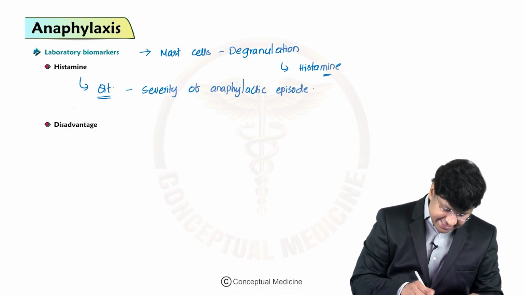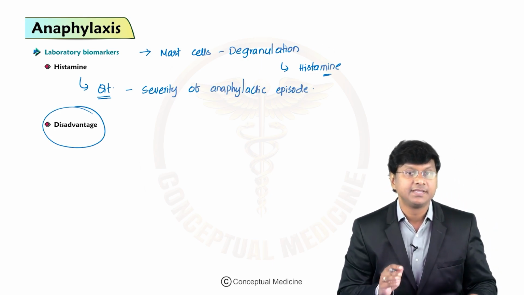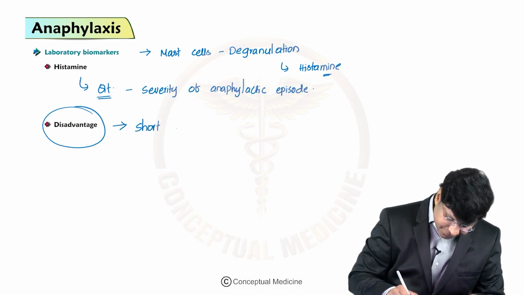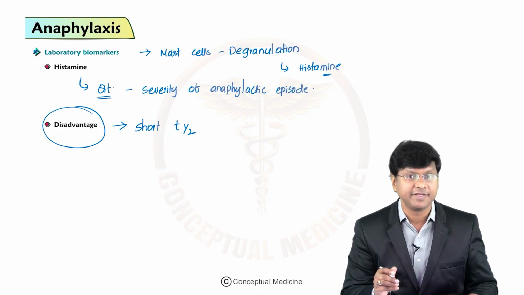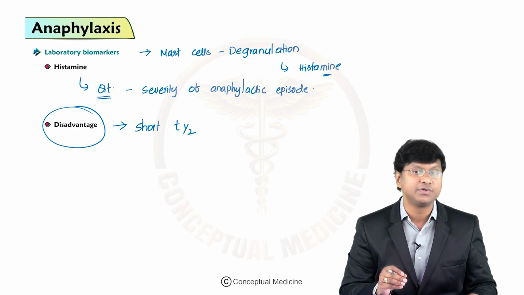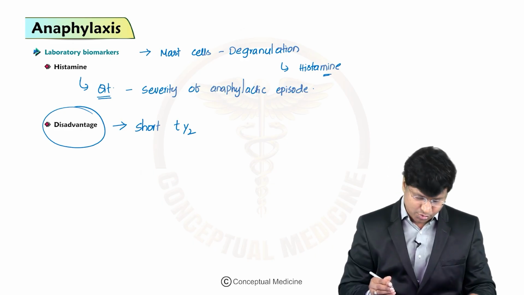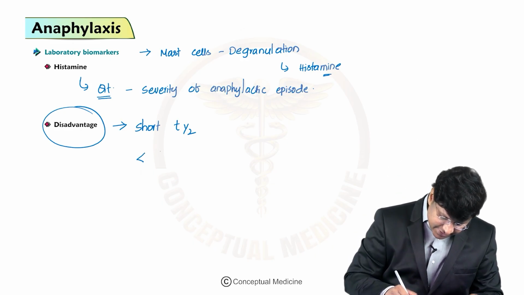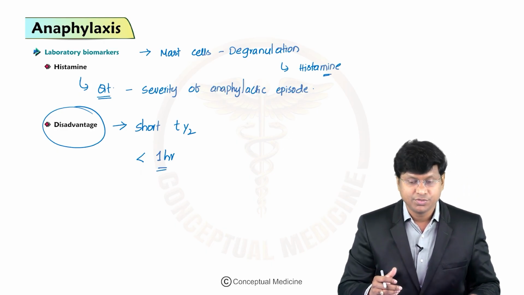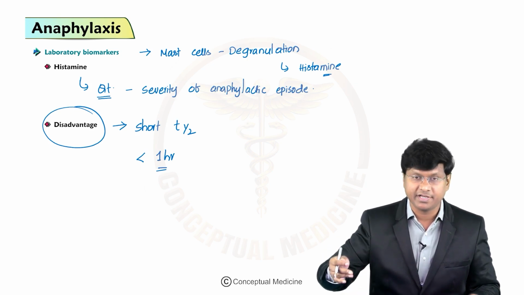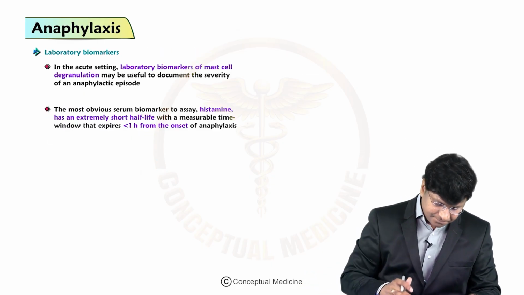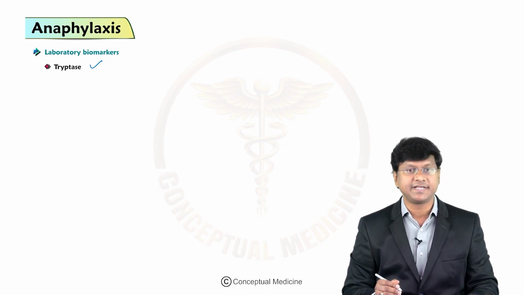But the disadvantage of the histamine is that it has a very short half-life, with a measurable time window that expires less than 1 hour from the onset of the anaphylaxis. That is a disadvantage. By the time the patient presents to you, by the time you collect the sample and send it to the laboratory, if it is less than 1 hour, the histamine in the blood sample is being degenerated.